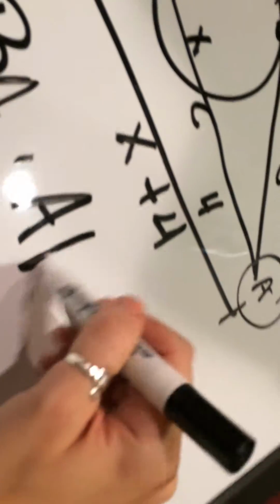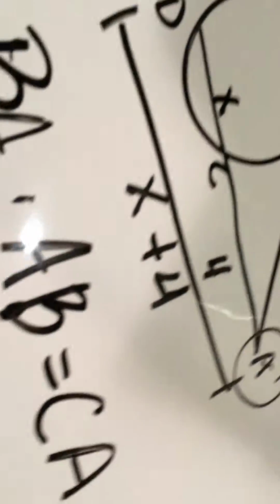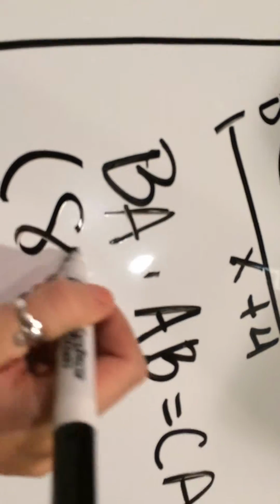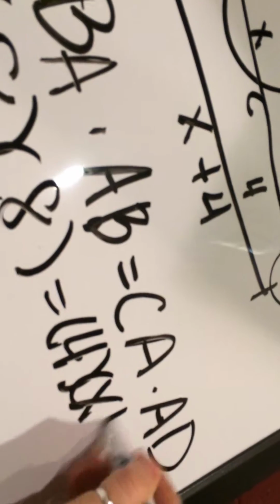Let's look at our tangent. A goes to B, and B just goes back to A. It's not very interesting. A goes to C, and A also goes to D. From here, we're plugging in our information again. So it's 8 times 8 is equal to 4 times X plus 4.